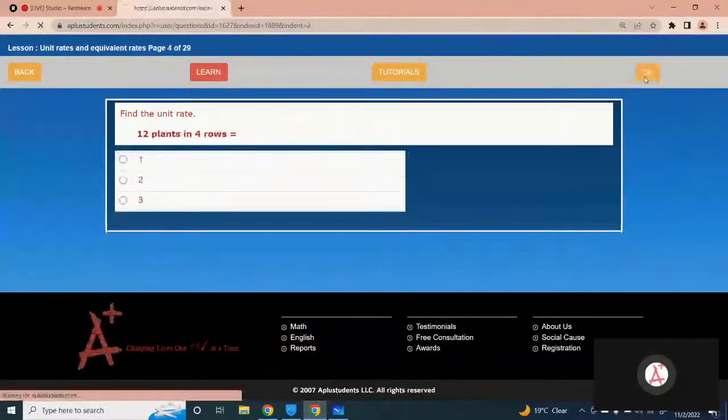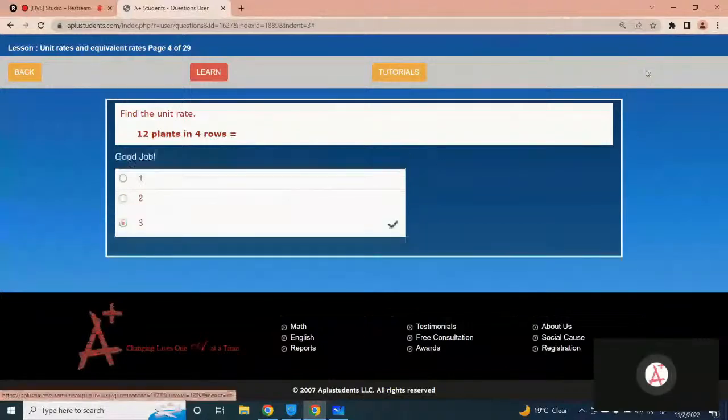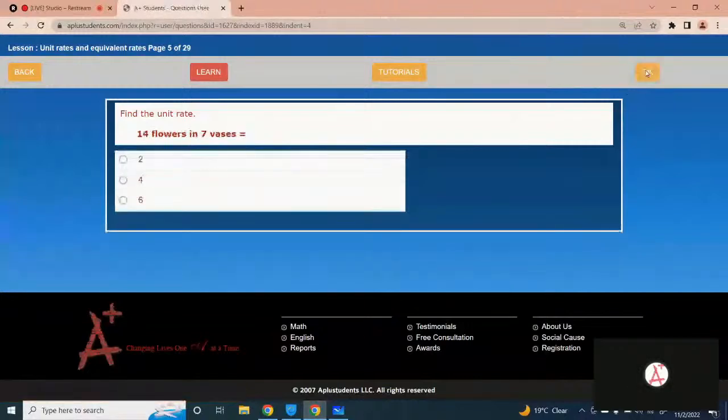Got it? Okay, find the unit rate. 12 plants in 4 rows. So how many plants do you have in one row? Yes, it would be 3. 4 times 3 makes 12. So you have 3 plants in a single row. Got it? Just select the correct option and click on the OK button.